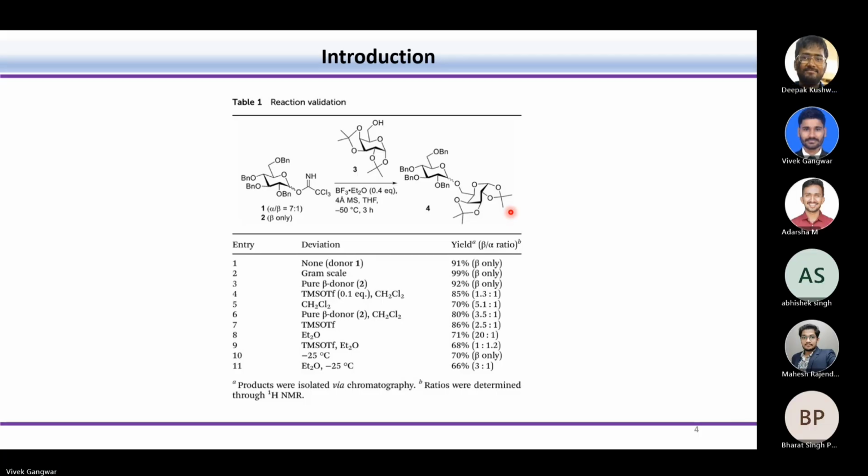I had the same question about the mechanism, why they have shown this benzylidene, because benzylidene protection always has some role in the stereoselectivity. But since they are getting alpha selectivity in other substrates also without benzylidene protection, although for the mechanism explanation they have taken benzylidene protected donors. So regarding that, they didn't comment anything in the paper, right? Yes.